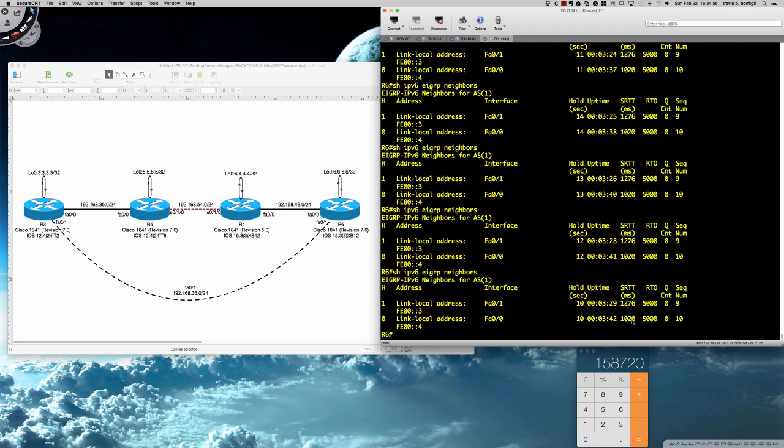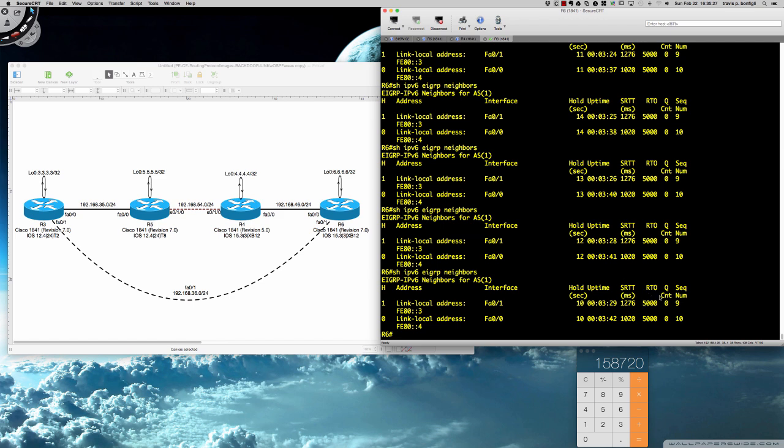All right, so then you've got your smooth round trip timer. The smooth round trip timer and the RTO are used by the Reliable Transport Protocol, RTP, to manage reliable EIGRP packet delivery. So it gives us the sort of average of how long it's taking those packets to go from point to point. And then you've got the RTO, which goes with the smooth round trip timer.